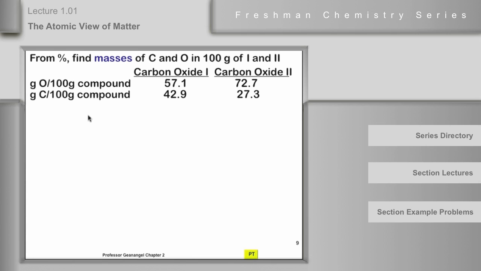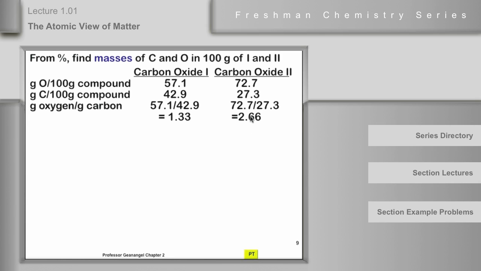And I can go ahead to test the law of multiple proportions here. So what I'm going to do is take the mass of oxygen and divide it by the mass of carbon. So I get grams of oxygen per gram of carbon for carbon oxide 1, and the same thing for carbon oxide 2. So it's 57.1 grams of oxygen over 42.9 grams of carbon here, and 72.7 over 27.3 over there. And I look at the numbers, and carbon oxide 1 has a ratio of oxygen to carbon of 1.33 grams of oxygen per gram of carbon. And carbon oxide 2 has 2.66 grams of oxygen per gram of carbon.